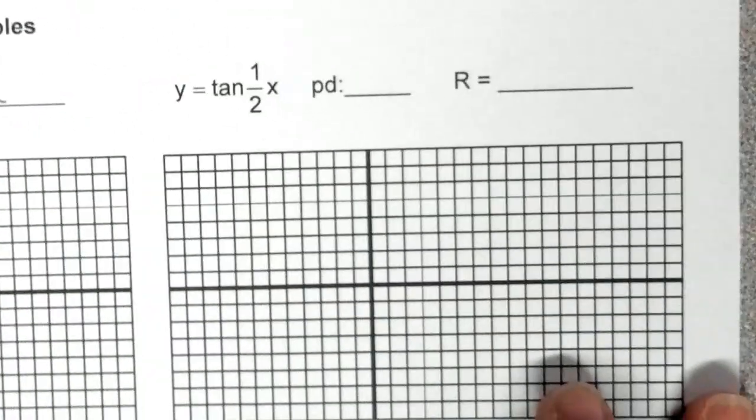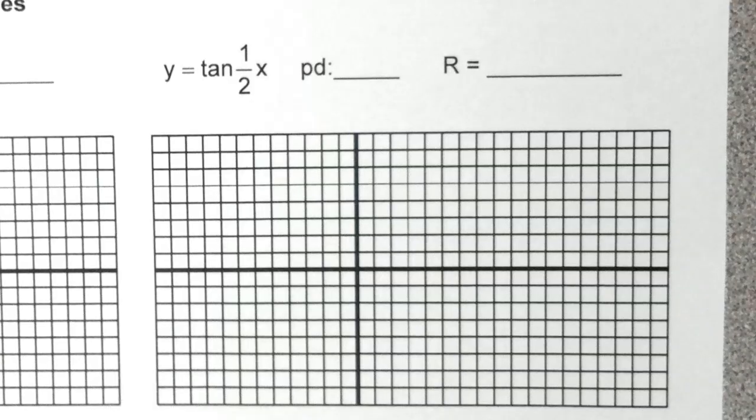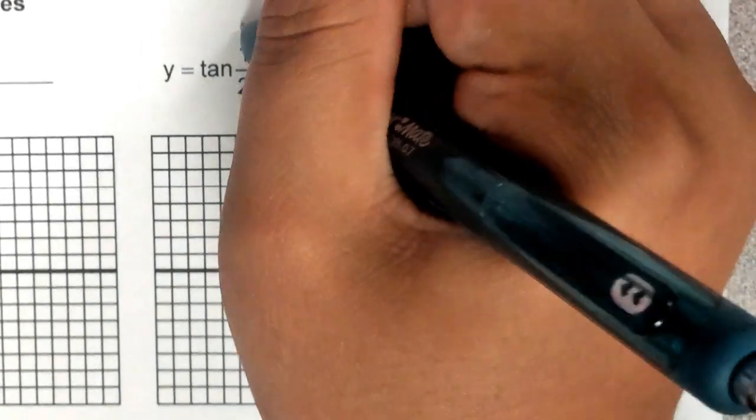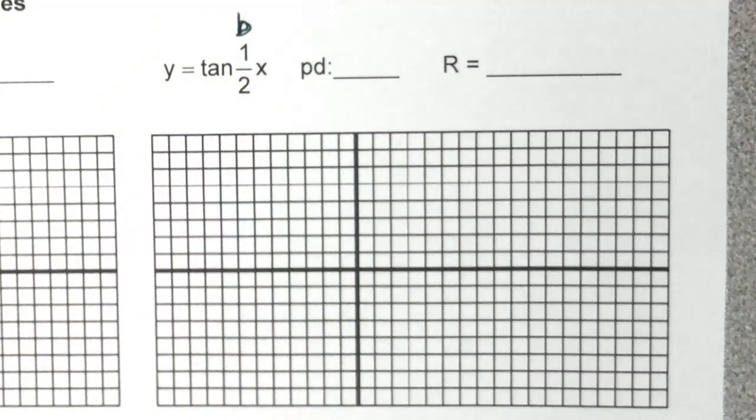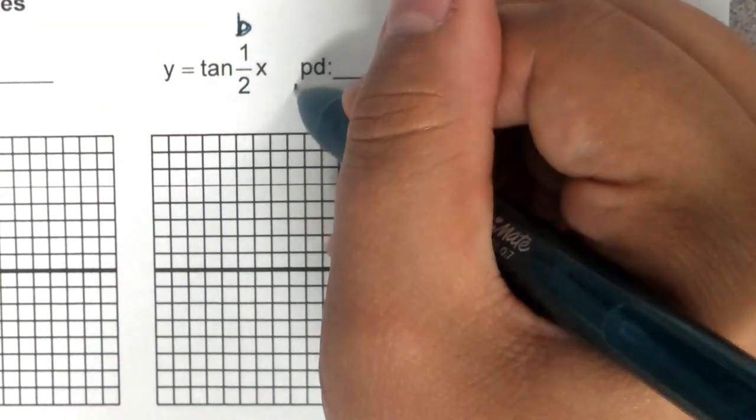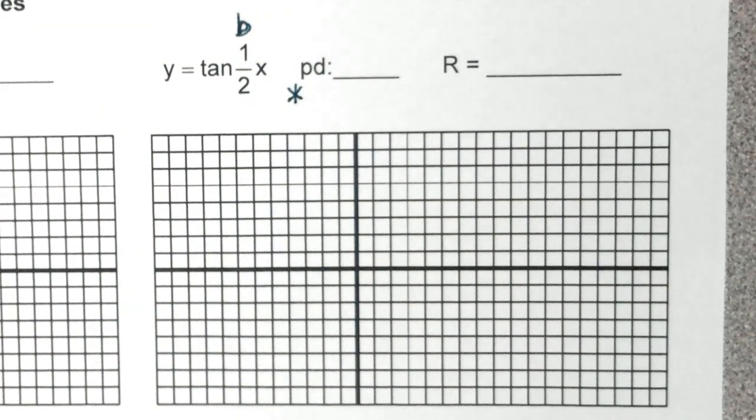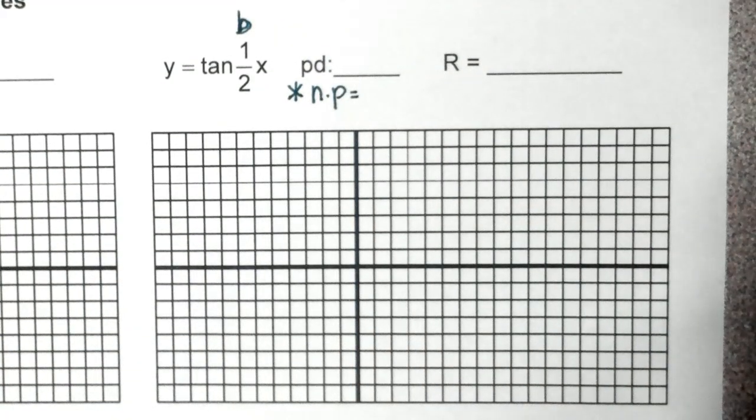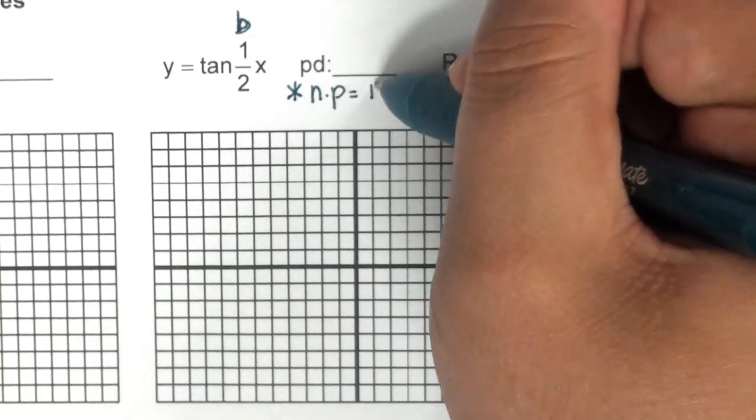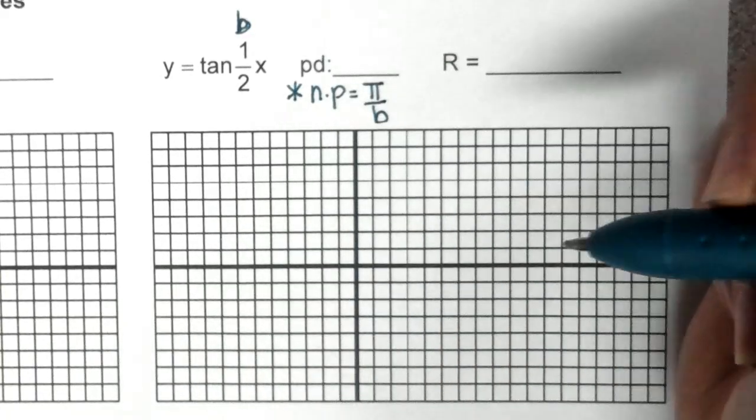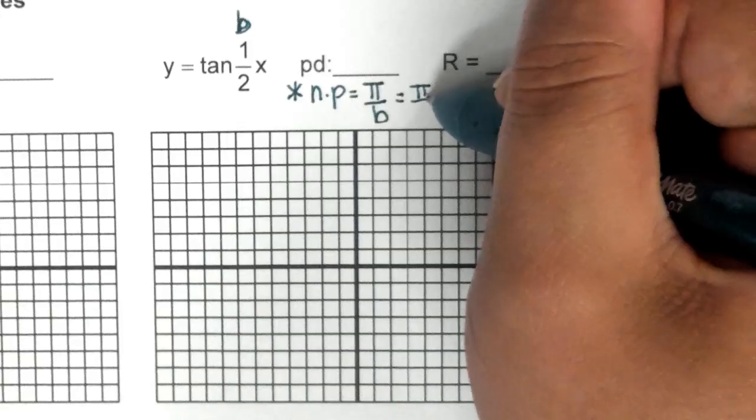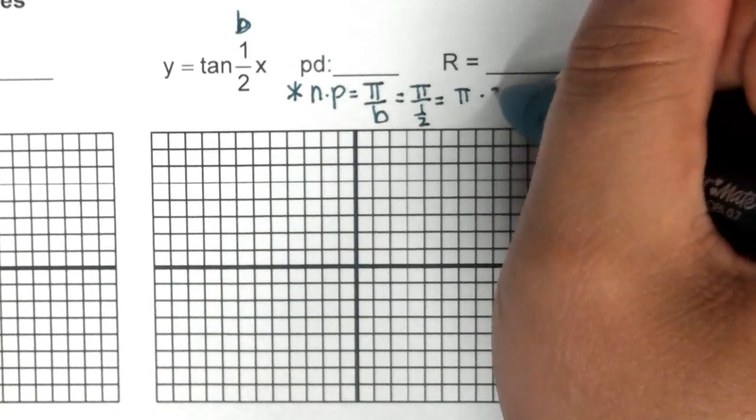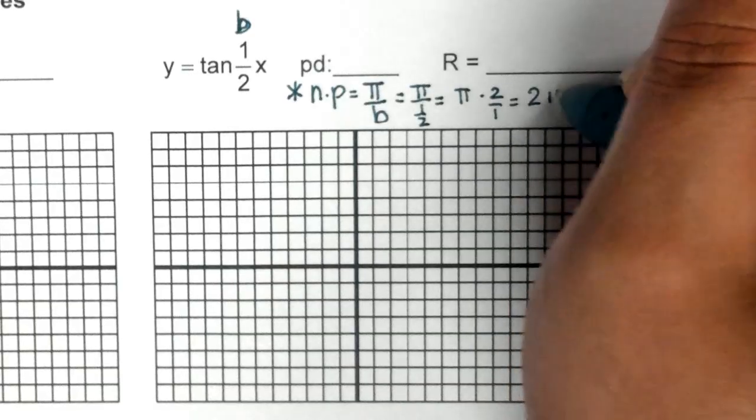For my second example, we have y equals tangent of 1/2 x. So this 1/2 is between tangent and x, so this is my B value. Remember, tangent is special because before when we did a B value to find the new period, we always did 2 pi divided by b. Well, because it's tangent, we are just going to do pi divided by b. So pi divided by 1/2, keep, change, flip, is 2 pi.